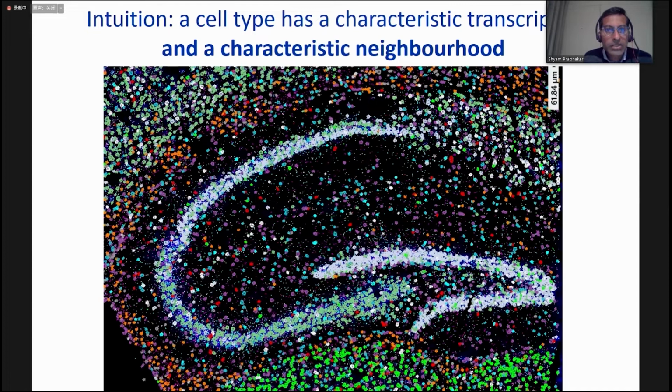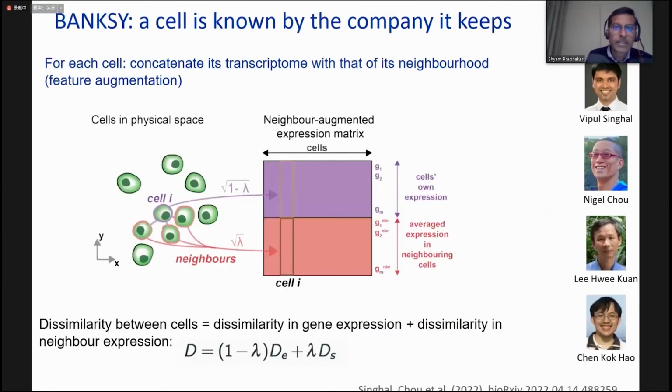So each cell has not only a characteristic transcriptome, which is what the traditional clustering algorithms look at, but also a characteristic neighborhood. And so why don't you use both of those kinds of information for the clustering? That's what the BANKSY algorithm does. BANKSY stands for building aggregates using a neighborhood kernel and a spatial yardstick. And BANKSY's philosophy is that a cell is known by the company it keeps.